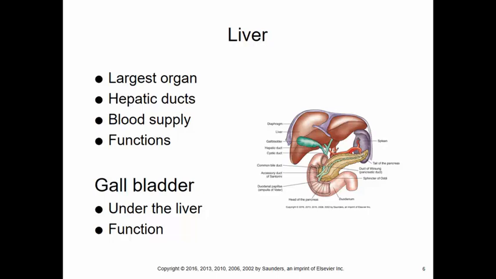Functions of the liver are storage, protection, and metabolism. As far as storage goes, the liver stores a lot of vitamins and minerals like iron and magnesium, and the fat-soluble vitamins like vitamins A, D, E, and K. Protection, the protective function of the liver involves phagocytic Kupffer cells, that's Kupffer, and they engulf harmful bacteria by phagocytosis, and anemic red blood cells.